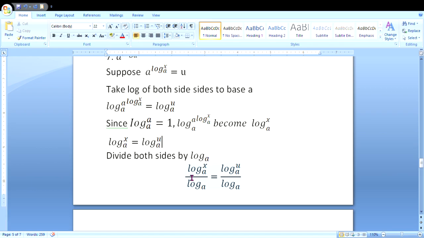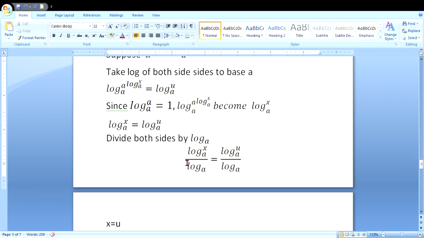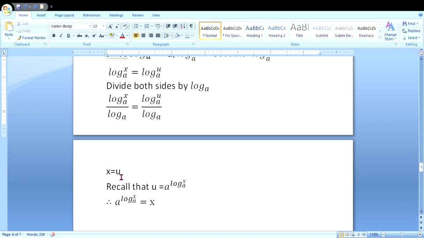Then because we are looking for u, we divide both sides by log a. We divide both sides by what? Log a. And you will now see that the whole of this expression becomes log x to base a divided by log a equals log u to base a divided by log a, and you see that this equals u. So we said initially that u is equal to this expression. So it means that this expression is the same thing as x.